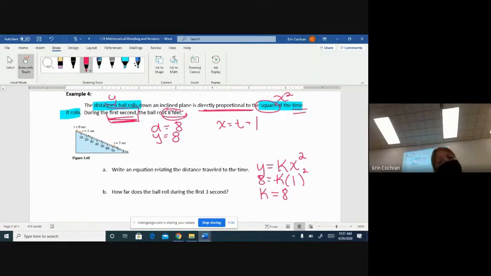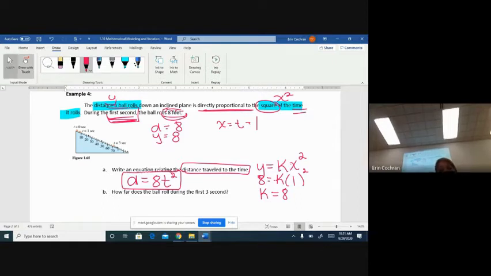Now, since we're relating distance to time, I'm not going to use y and x. I'm going to use d and t. Is that okay? All right. So my equation now, my y would be d, equals, what is my k? What's my constant of variation? 8. And instead of x, I'm going to use t squared. And there's your equation. If you notice, every time we're writing the equation, we always have to find what? The k. And then always plug in your x and your y.